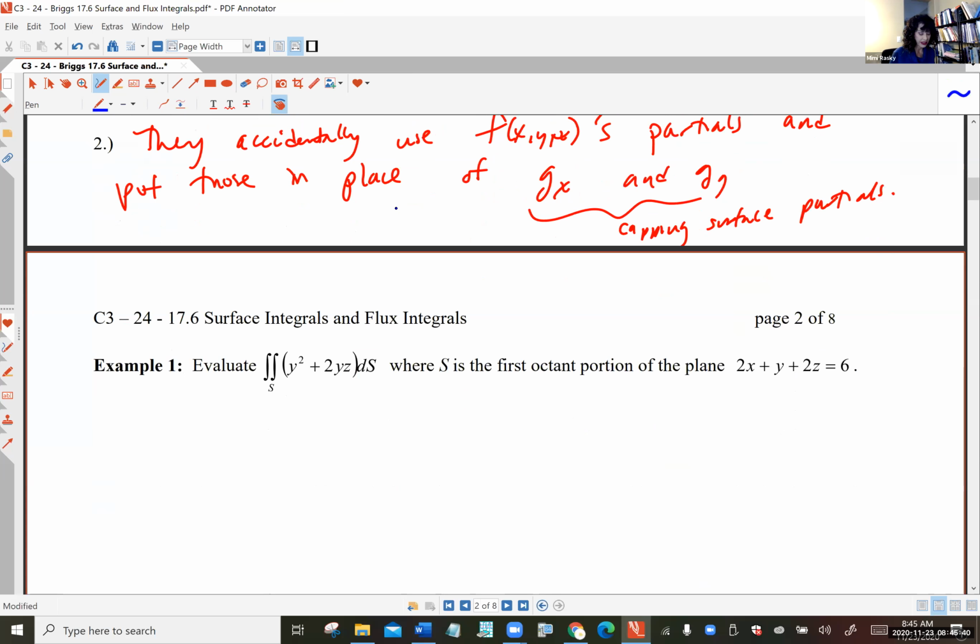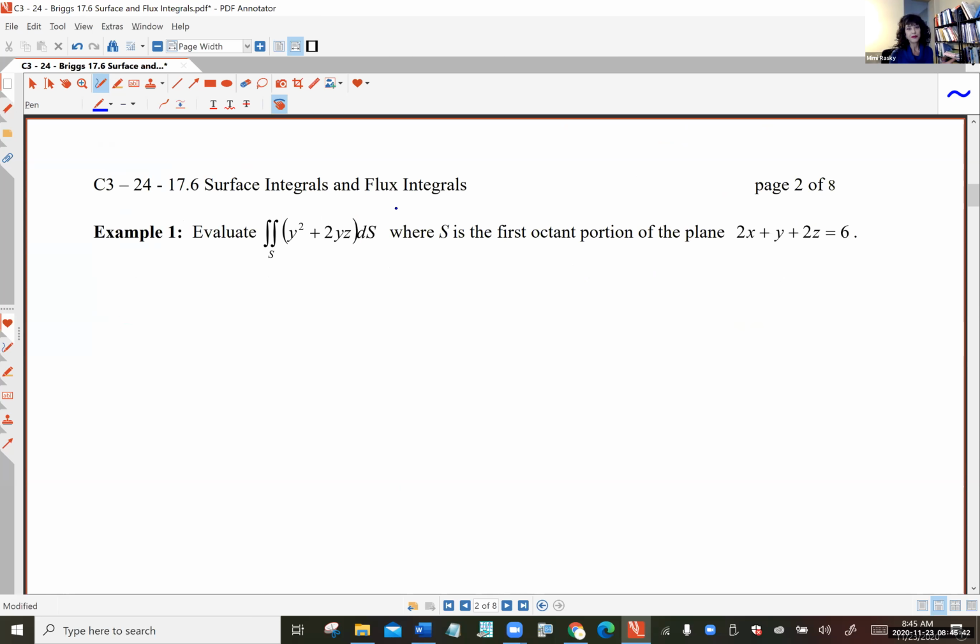Okay, now I'm going to do some examples. These are classic examples of explicit surface integrals, and the only real application is finding the mass of a surface. Just so you know. So we're going to evaluate this surface integral. How do I know it's a surface integral? Well, I've got a big S down there, and it says dS.